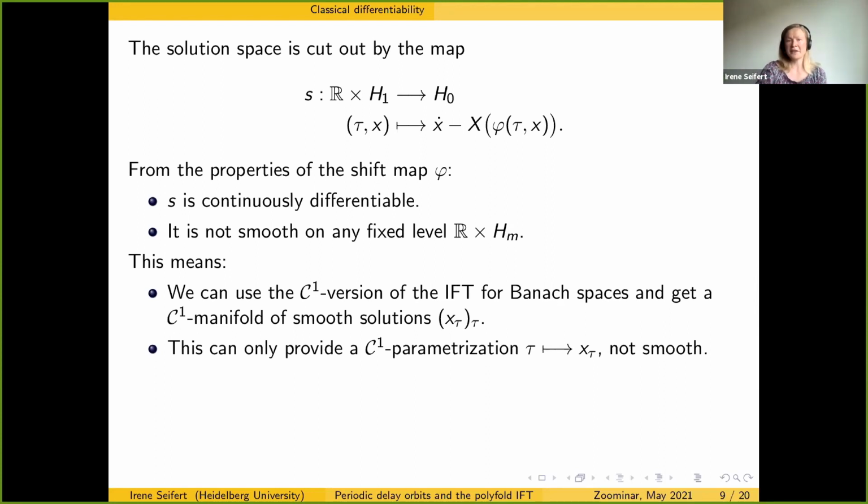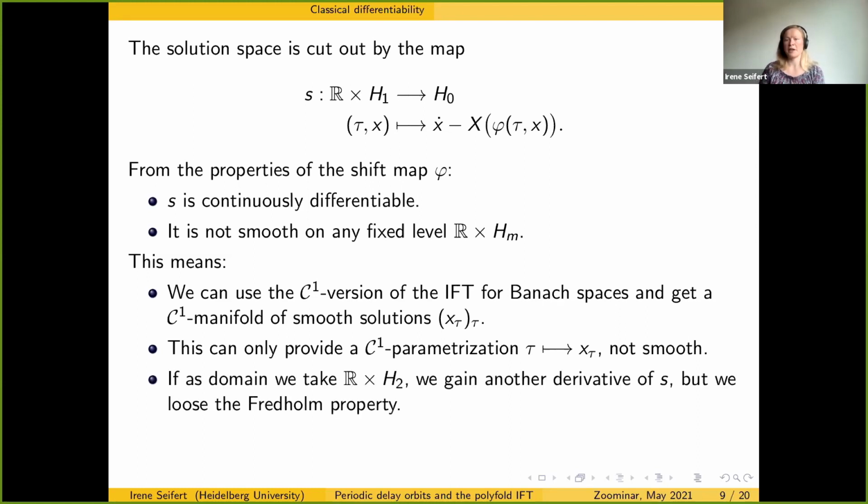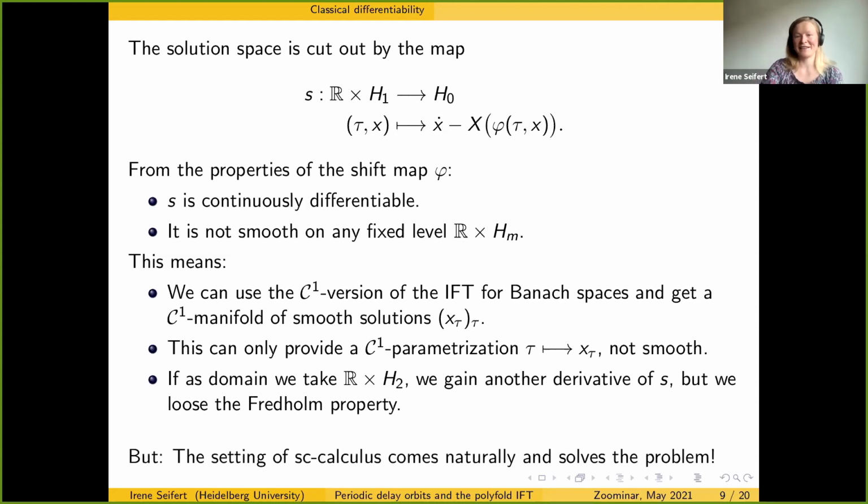And we might try to fix this by starting with R times H^2. Then, of course, we really gain another derivative for this map S, but then we directly lose the Fredholm property, so no chance of applying an implicit function theorem anymore. But those of you who know scale calculus directly see that, well, this is what we need here, and it comes naturally and solves the problem.